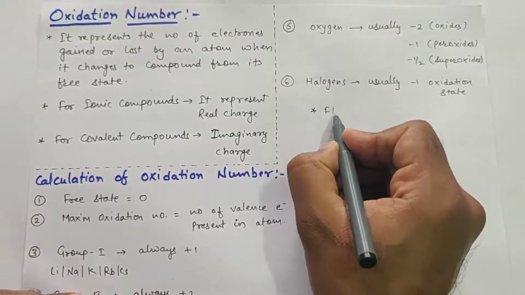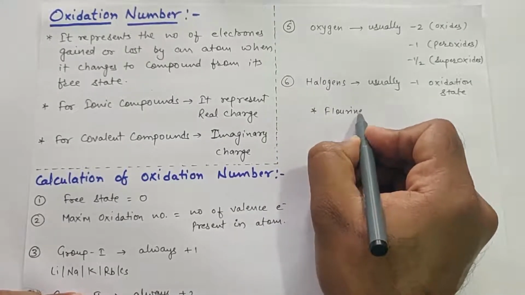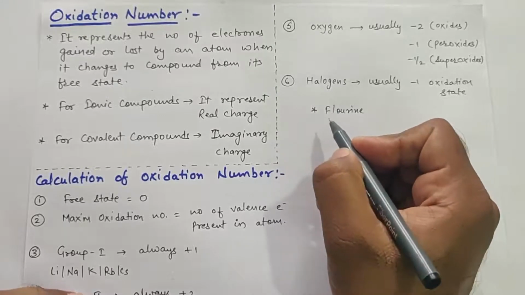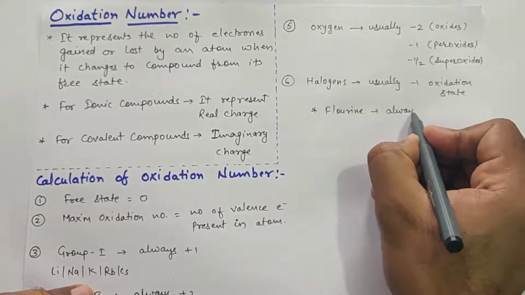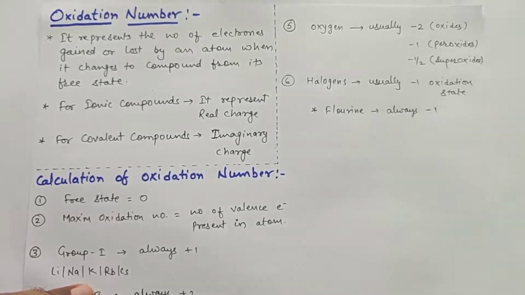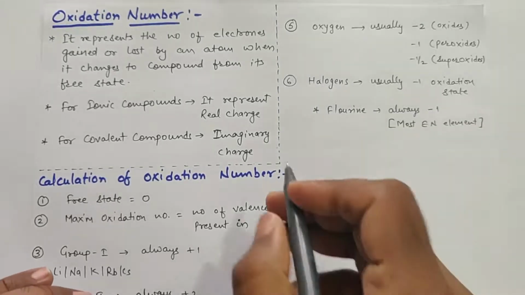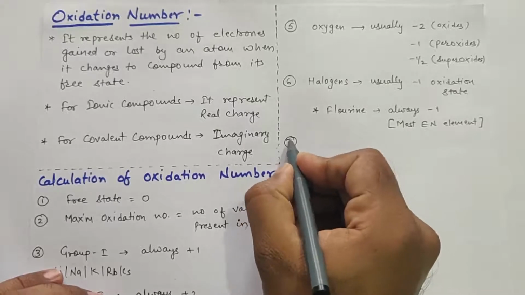Fluorine. Fluorine is the most electronegative element of the periodic table. Fluorine always shows -1 oxidation state. Next, hydrogen.